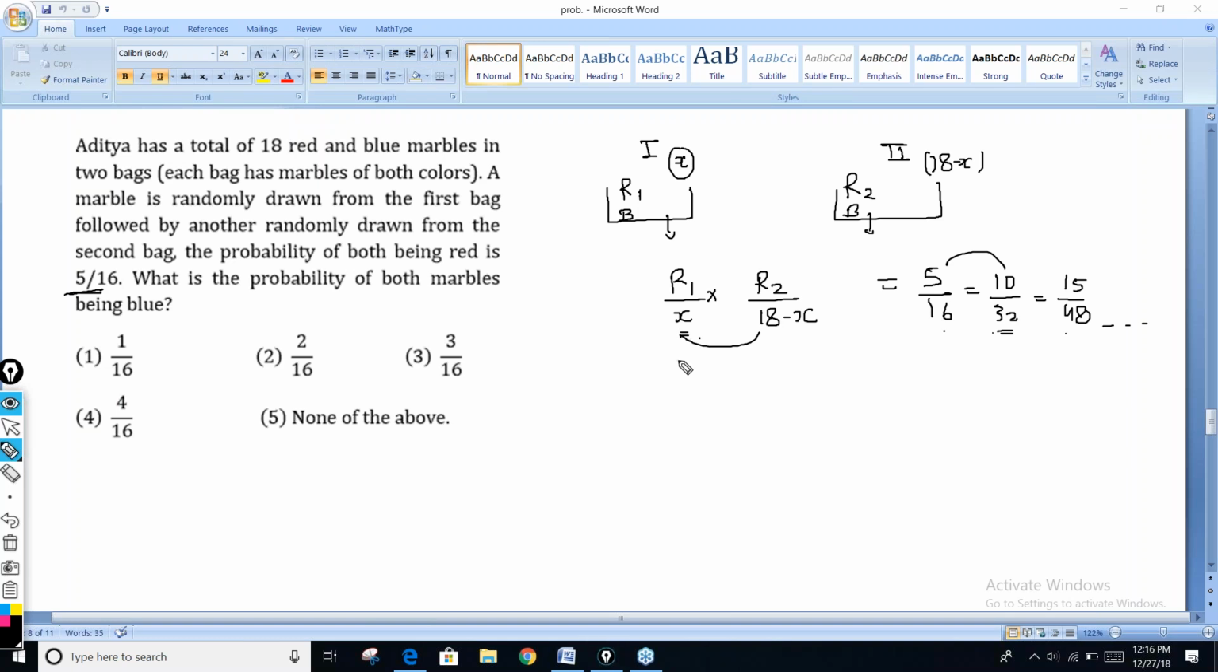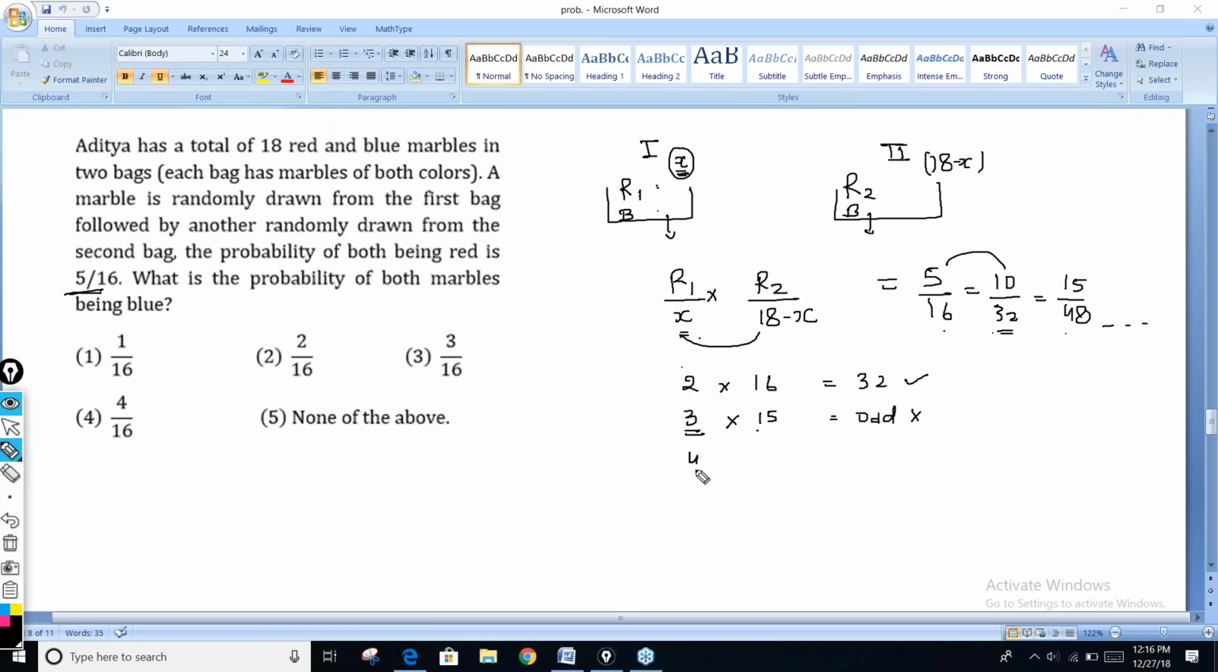If this is 1, can I take 1? No, I cannot take 1 because at least one marble of both the colors should be there. So I can take at least 2. If I take 2, this will be 16, since 18 minus 2 is 16. So the product is coming out to be 32, which is valid. If I take 3, this will be 15, and if both are odd, the product will be odd. An odd number cannot be a multiple of 16. So we need not check odd numbers, we'll just check the even numbers.